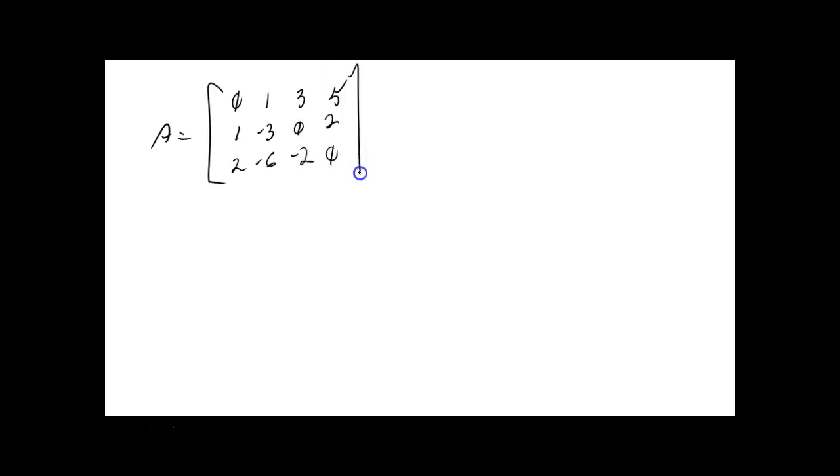What we have is a matrix A. And it's sort of a big matrix, 0, 1, 3, 5, 1, negative 3, 0, 2, 2, negative 6, 2, 0. That's some matrix A. It doesn't have to be square. Any old rectangular matrix A.